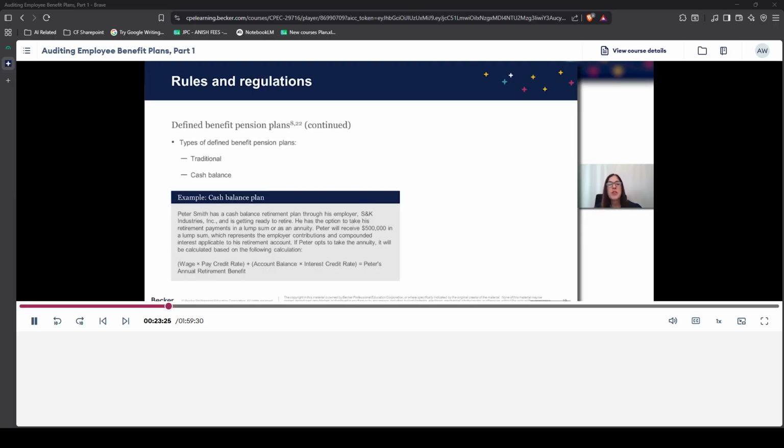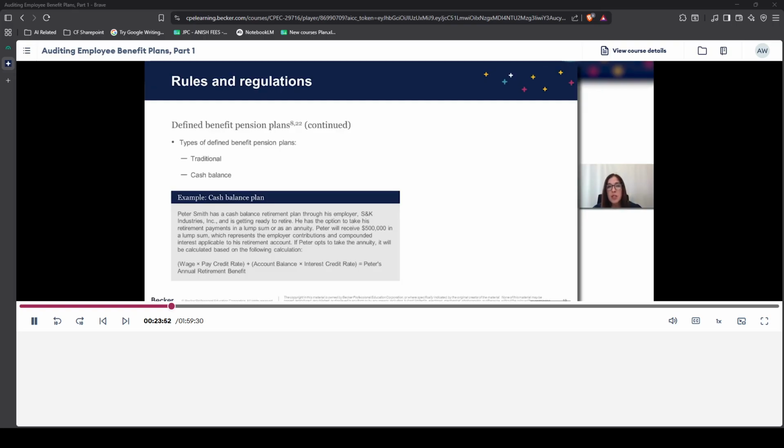With your DB plans, you have generally two types. You have your traditional defined benefit, or you could have your cash balance pension plan. What I want to mention right now for both of these, both the traditional and a cash balance, you will still have the actuary, and the benefits that are payable to the participants for both of these types of DB plans are still going to be based on a benefit formula.